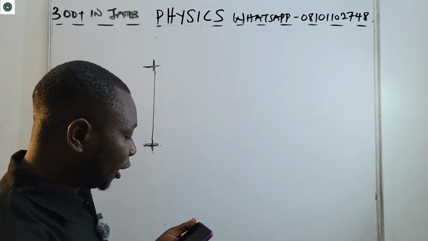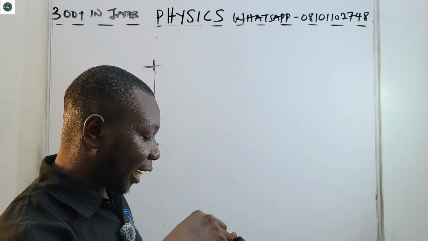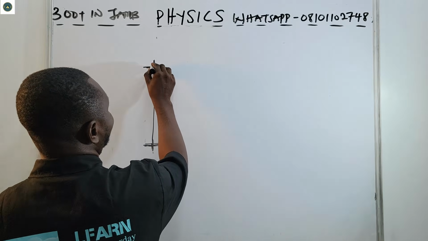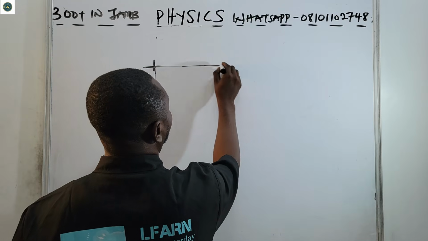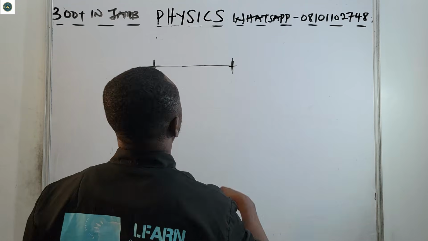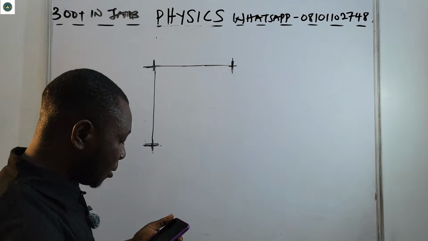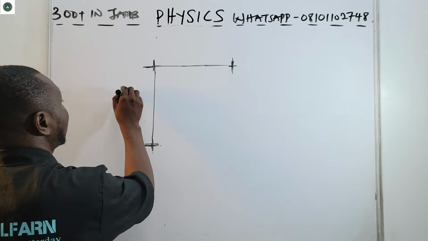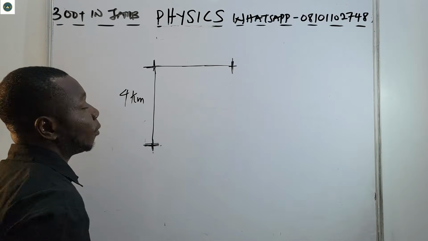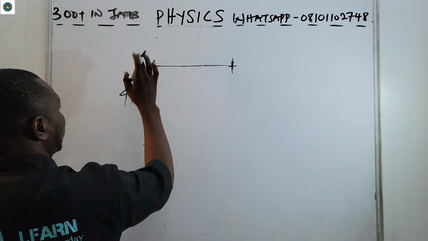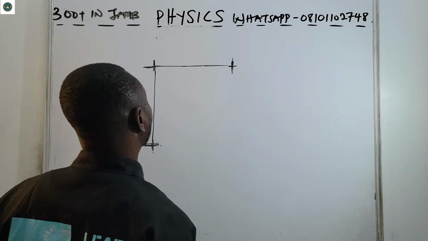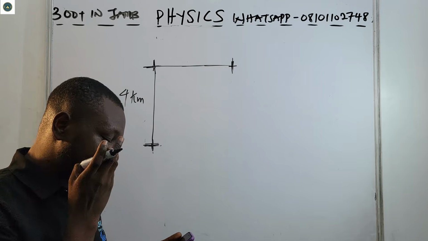Now, a boy running in the northern direction later changes his direction and started running towards the east direction. So the boy is now here, running towards the east direction. Now, if the distance he covered in the northern direction is 4 kilometers, so here is 4 kilometers, when he was running towards the north, then immediately he changes and started running towards the east direction.